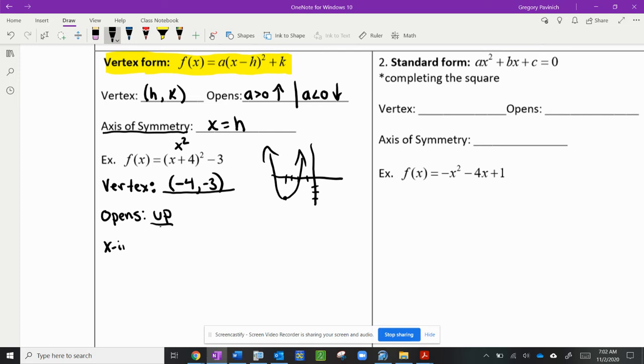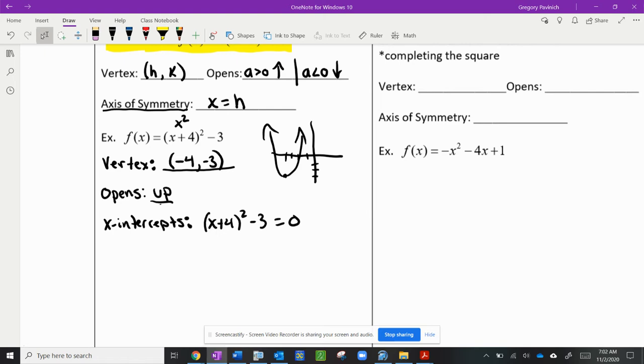So I'm going to write x-intercepts. The easiest way to solve for our x-intercepts is to take the quadratic equation and set it equal to 0, because that's where our y values are 0. Then we're going to solve this one using the square root method because I only have one visible x, so I can isolate it. Just remember, these are quadratic equations, so I'm going to have 2 solutions.